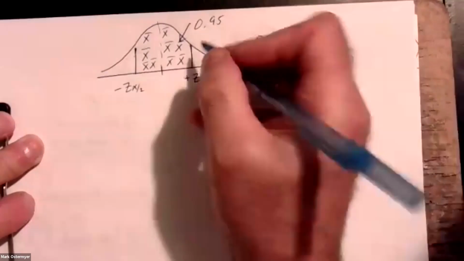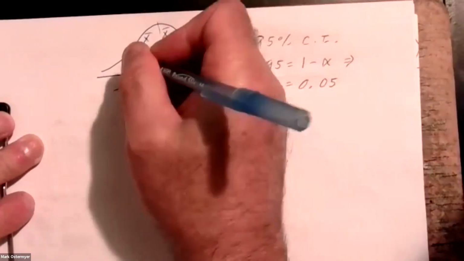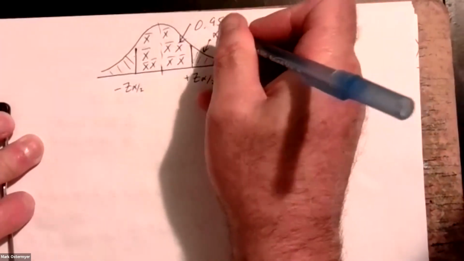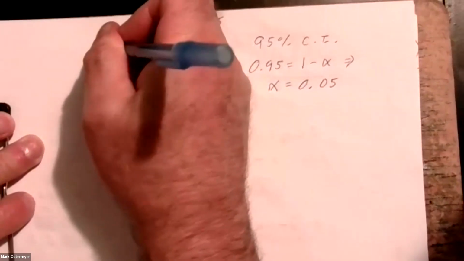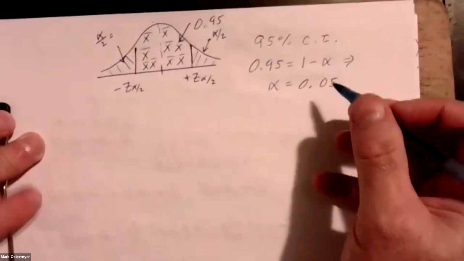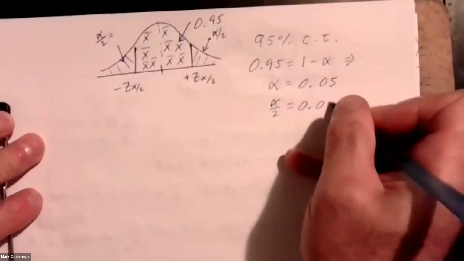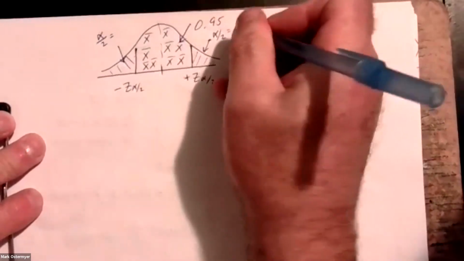And so, ladies and gentlemen, the area in the upper tail of the standard normal distribution is going to be alpha divided by 2 here. And this lower tail area will also be alpha divided by 2. Well, what's 0.05 divided by 2? It's going to be 0.025. So that's going to be the area in the upper tail and the area in the lower tail.